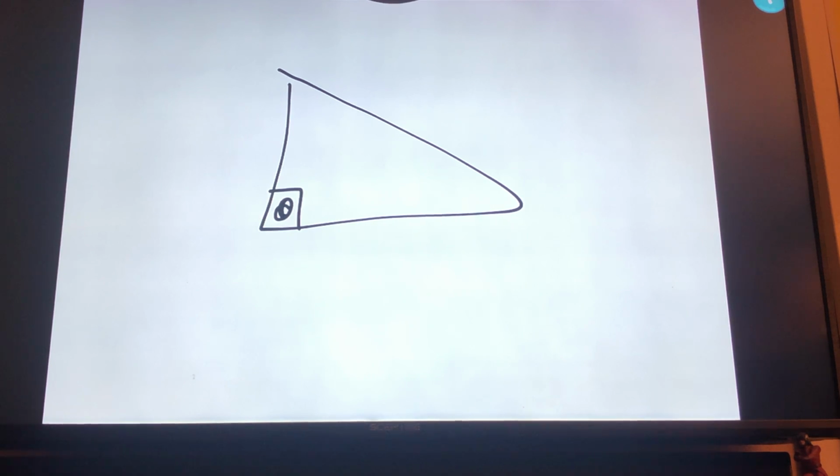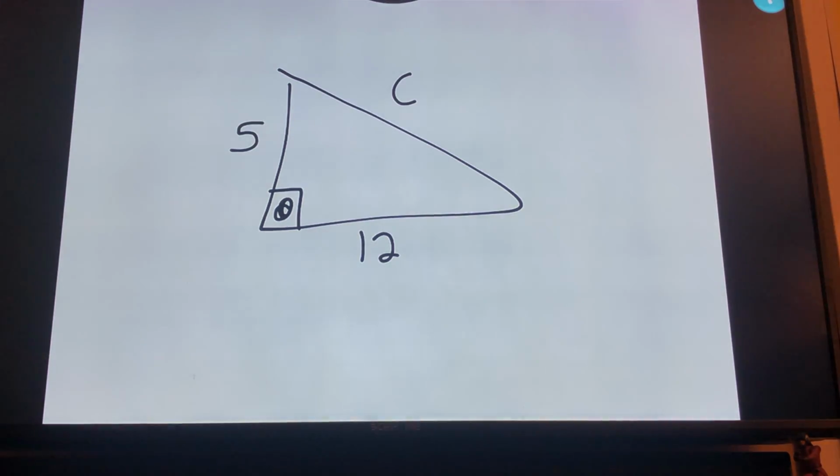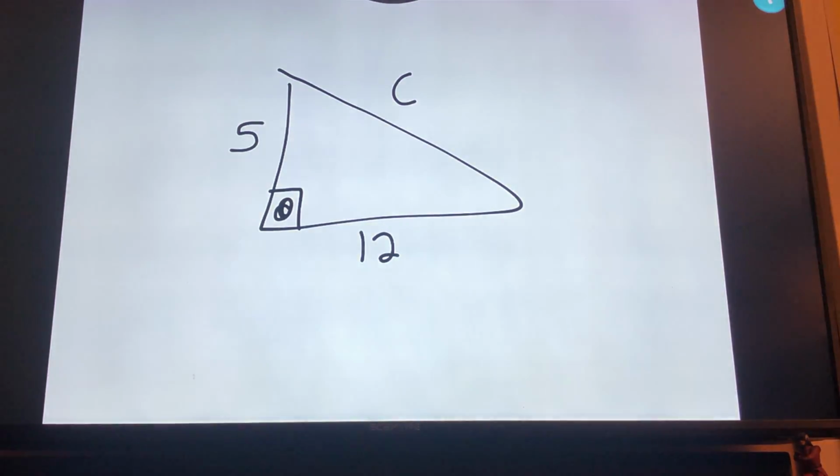So, we're given the legs, and it says the legs are what? 5 and 12. But we do not know what C is. Well, guess how we're going to find that? We are going to put the Pythagorean theorem into place. So again, what is the Pythagorean theorem? It is a squared plus b squared equals c squared.